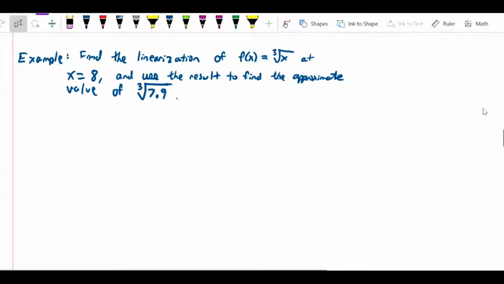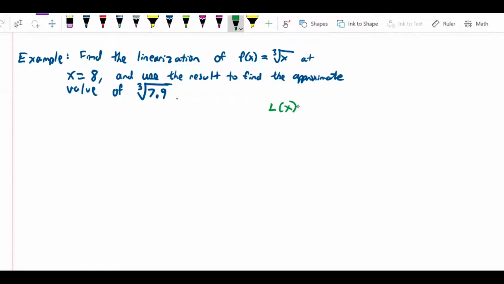So our first example in the use of linearization is to use a linearization of a particular function to find a value. What we're going to do is use the linearization of the function f of x equals the cube root of x to find the approximate value of the cube root of 7.9. So let's put up here, just to remind you, the formula for linearization.